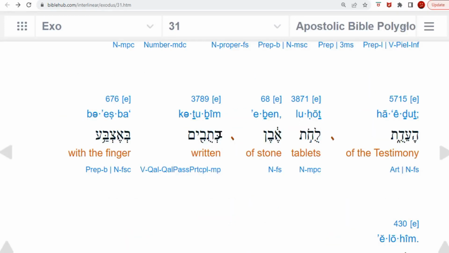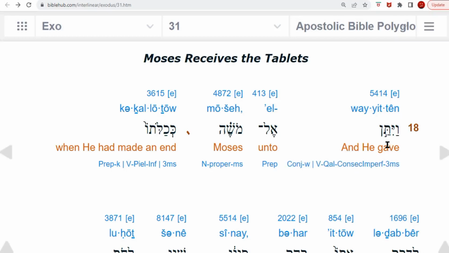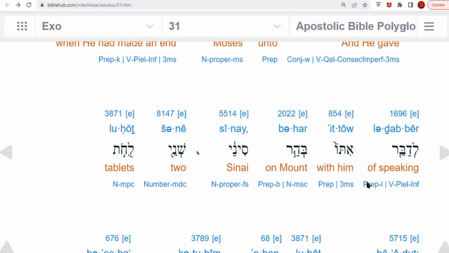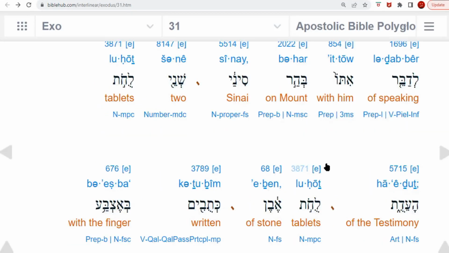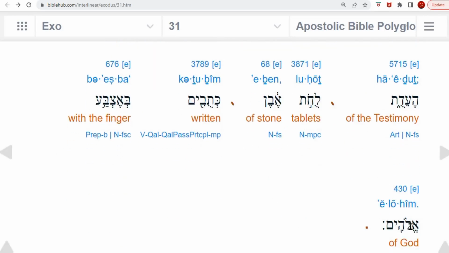So what brought me here, I was looking for this word, cut of is, and I was going to show you where it's the center of this word in the title of the Torah, in cut of, BKTB, in cut of. And it appears to be talking about the Ten Commandments. And he gave unto Moses, when he had made an end of speaking with him on Mount Sinai, 2 tablets of the testimony, tablets of stone written with the finger of God. And written is cut of his, cut of them.